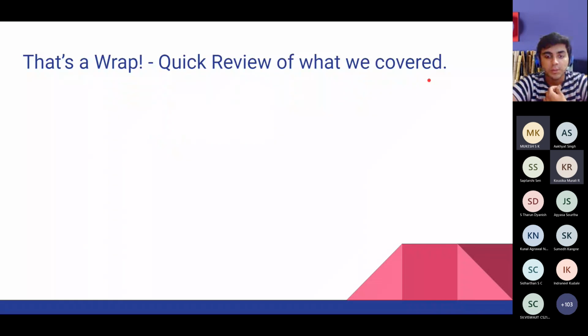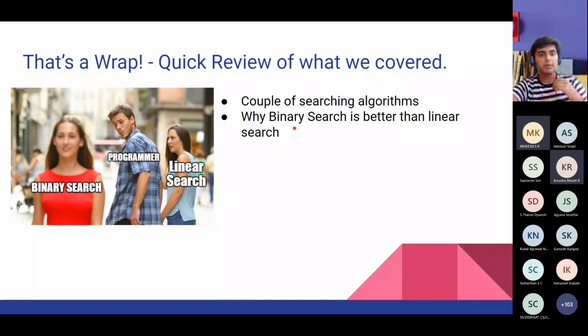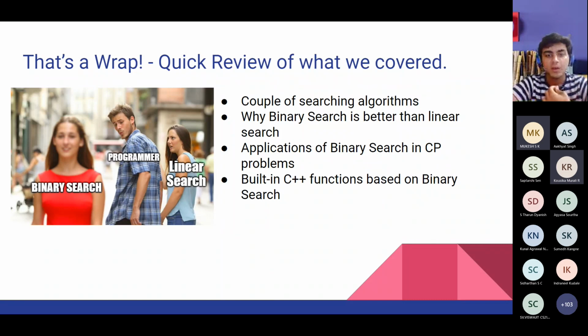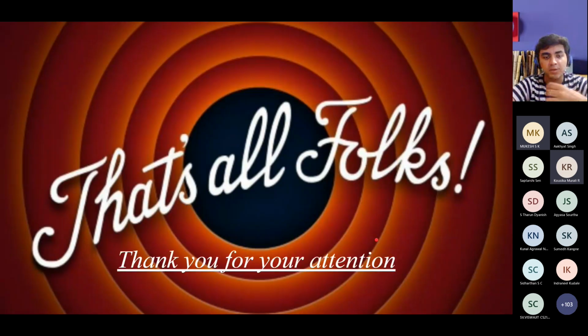We can just review what we covered over binary search. A couple of searching algorithms: binary search, linear search. Linear search must be clear already. Then we discussed why binary search is better: the time complexity is less, it's big O of log n. And applications of binary search in solving problems. For CP, we discussed the LeetCode arranging coins problem and the Vasya and Petya candies problem. And the built-in C++ functions, lower bound, upper bound, binary search. Then looking at using binary search recursively, and just the term ternary search. So that's all, and thank you for your attention.